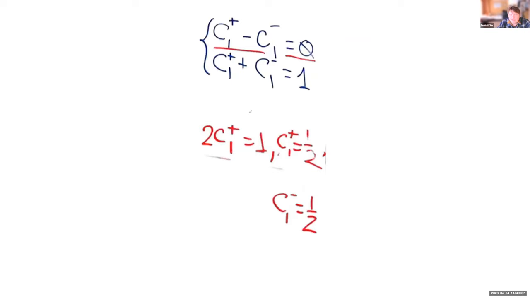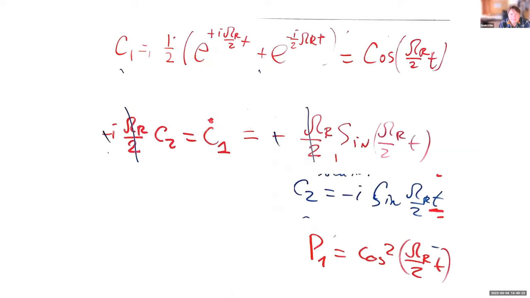By adding together these two equations, one gets that C plus is 1/2. And by plugging it in, one gets that C minus is also 1/2. And by plugging these coefficients into the solution for the expansion coefficient of the ground state, one gets a summation of two complex exponentials evolving in opposite directions, which gives us a cosine, right, by Euler's equation.